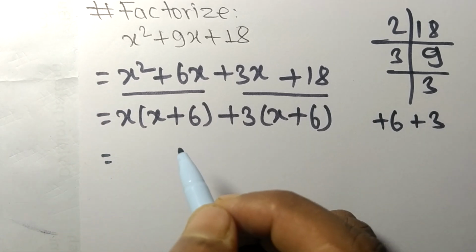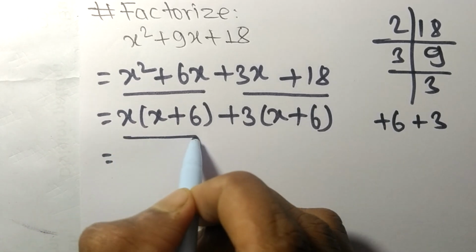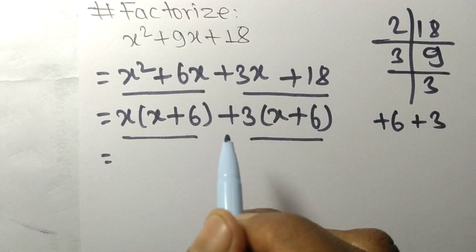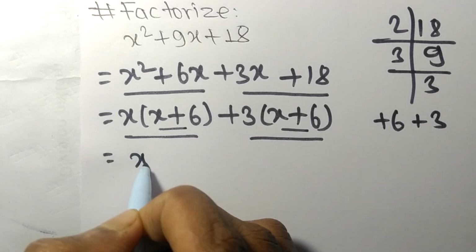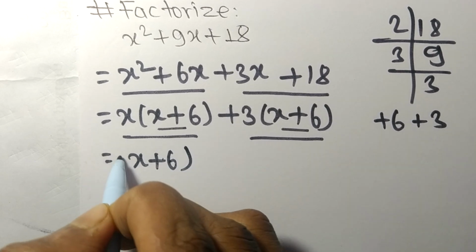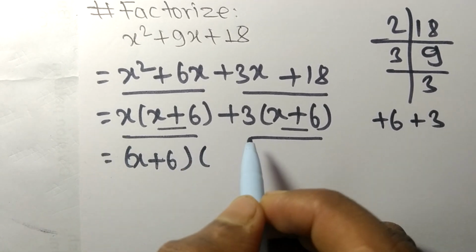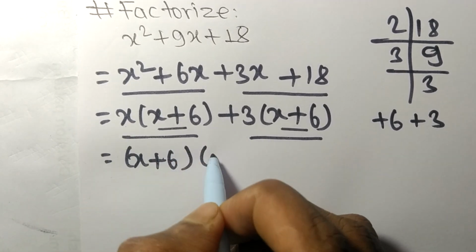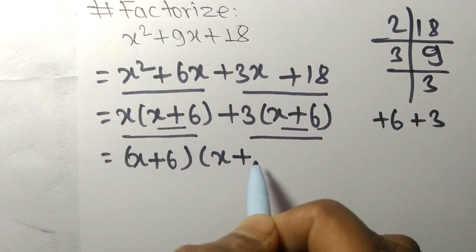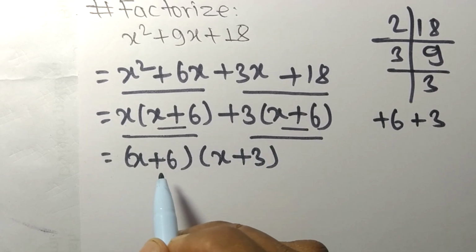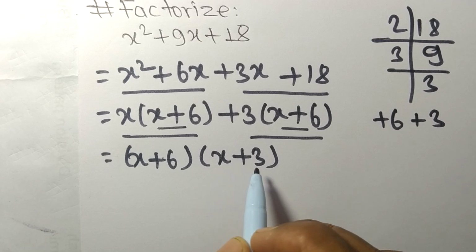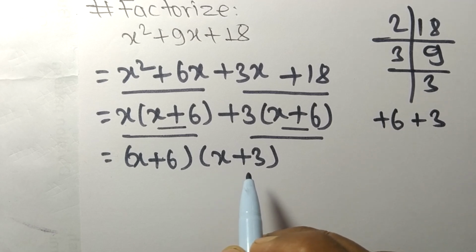So now we again find out common in these both expression. So both contain x plus 6. So x plus 6 is common and remaining in the first x, in the last plus 3. So x plus 6 and x plus 3 are the required factors.